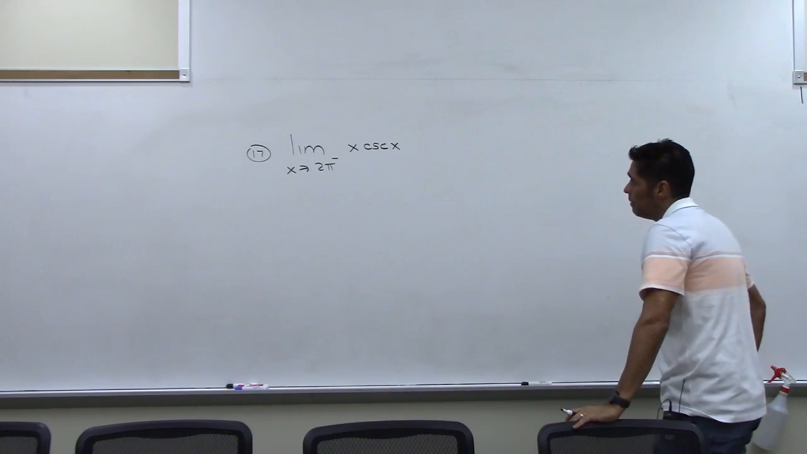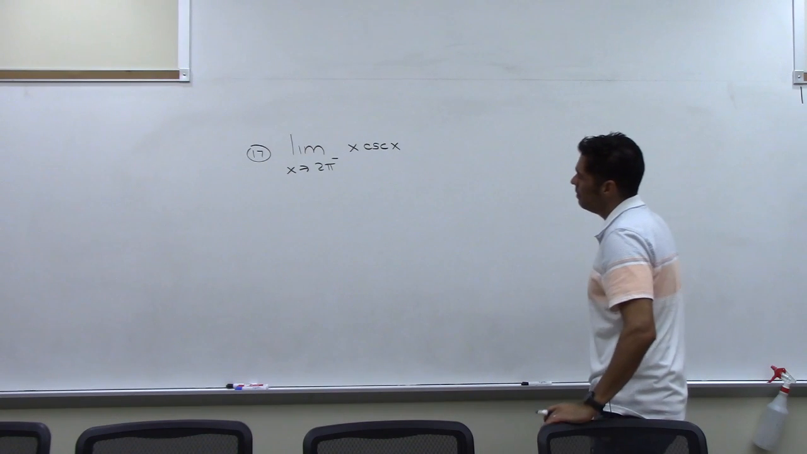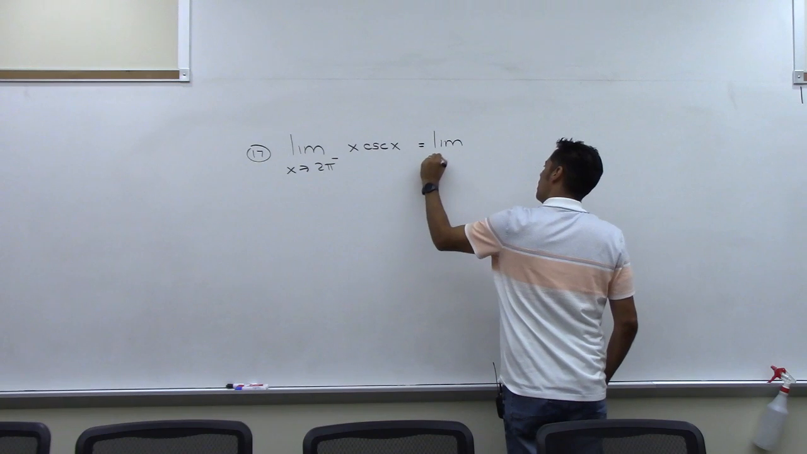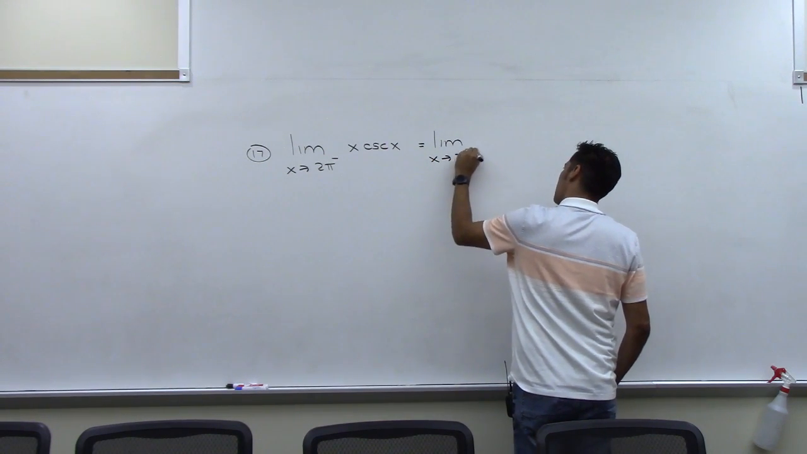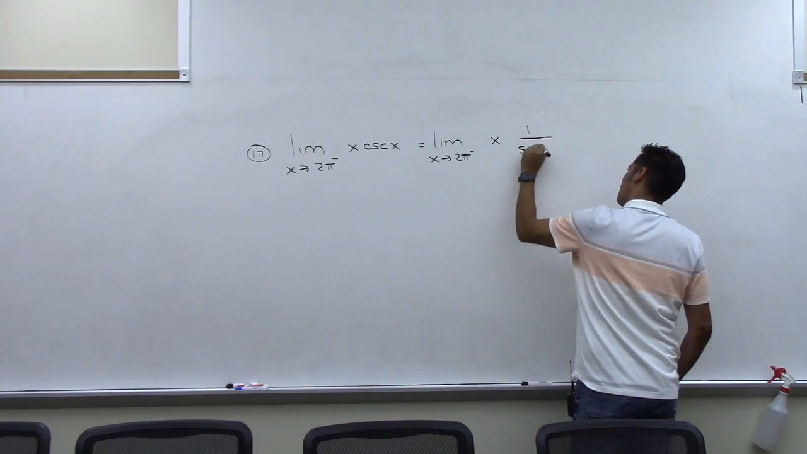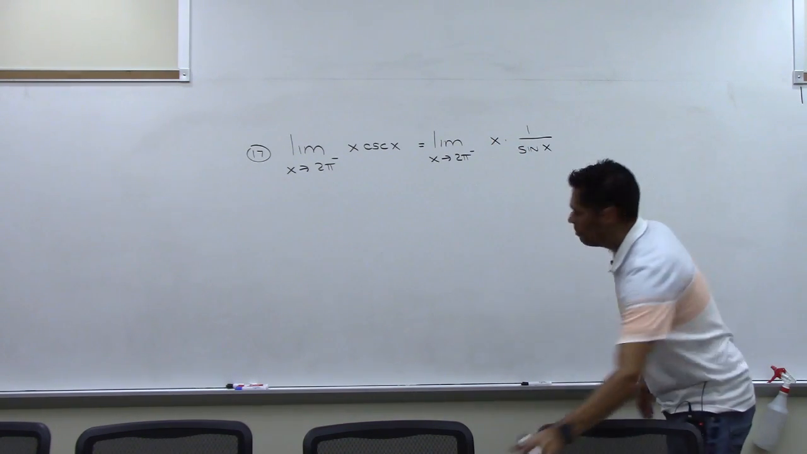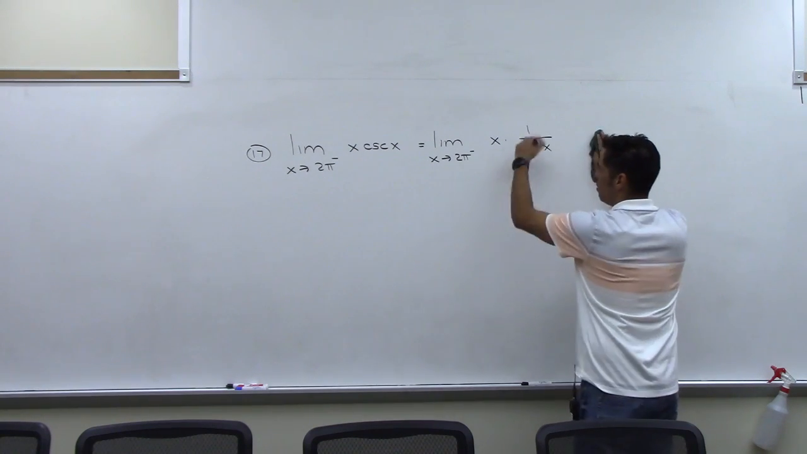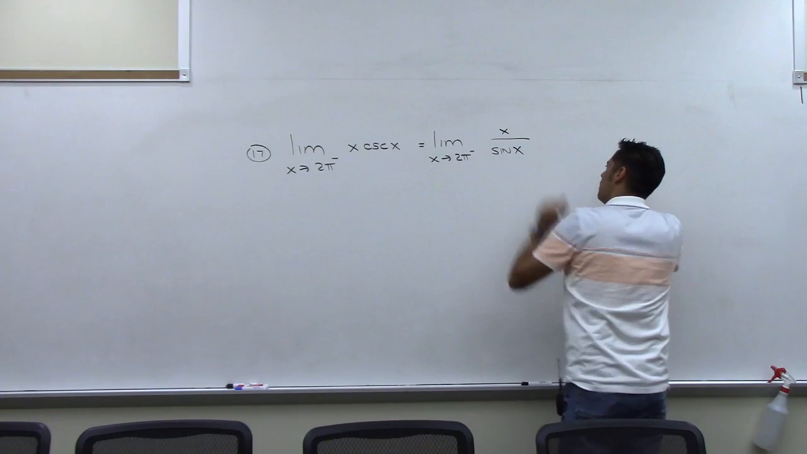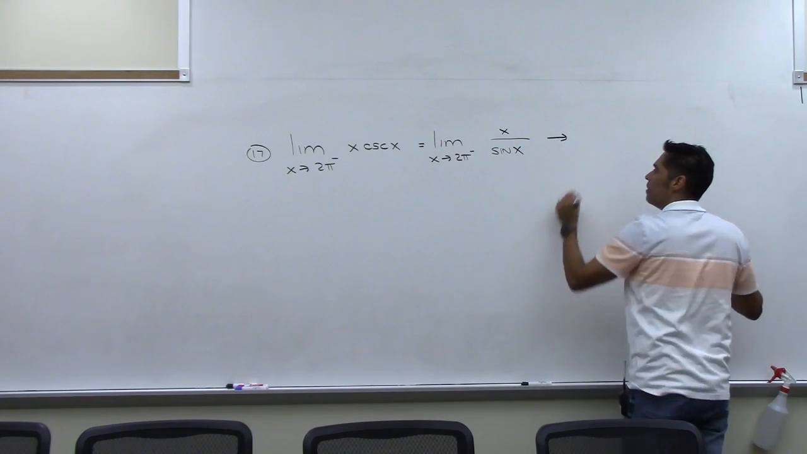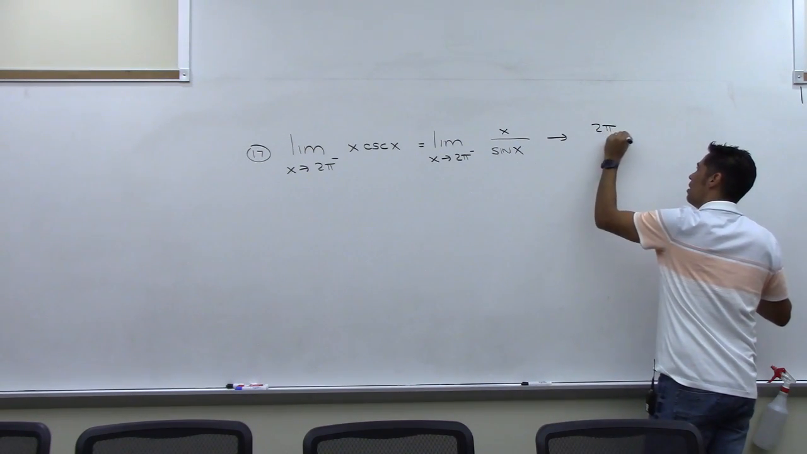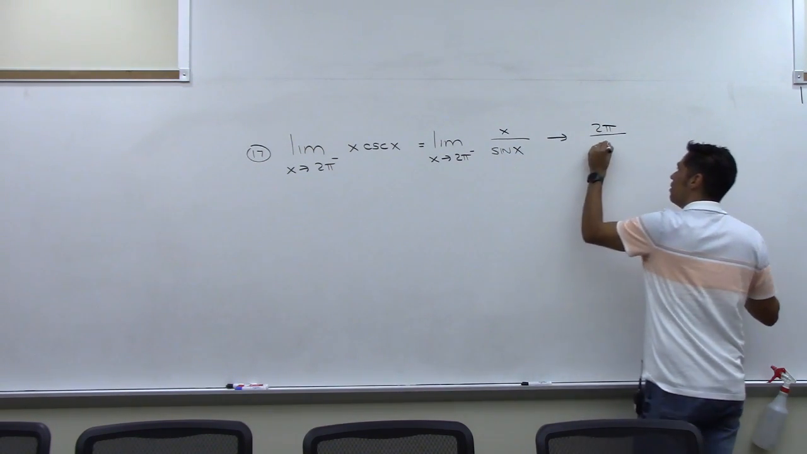All right, well, let's rewrite this. This is limit as x goes to 2 pi from the left of x times cosecant, which is 1 over sine. And if I wanted to, I don't have to split it up like that. I can make it into one fraction. So I'm going to go x over sine x. And let me just do the direct substitution right now and see what happens. As x goes to 2 pi, the top goes to 2 pi. That's a fixed number. And then sine of 2 pi is 0.